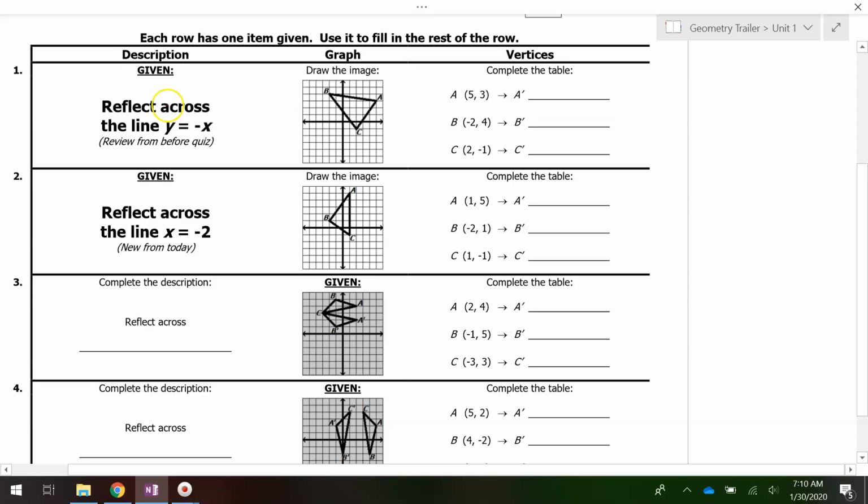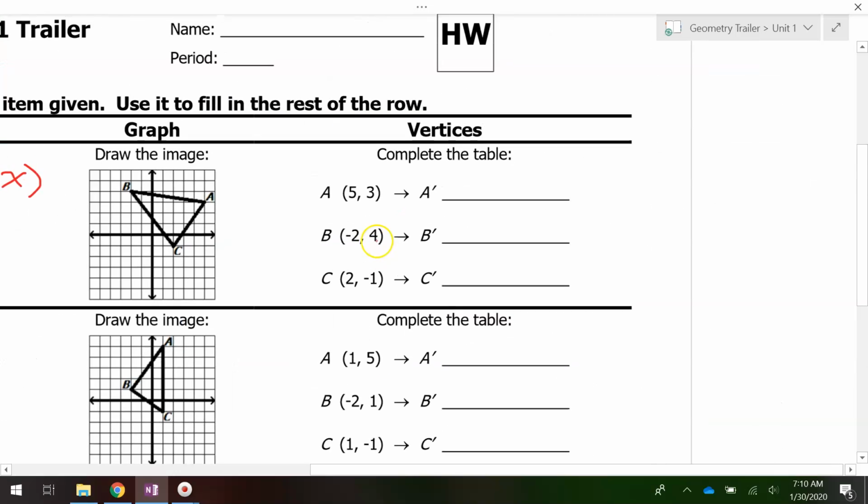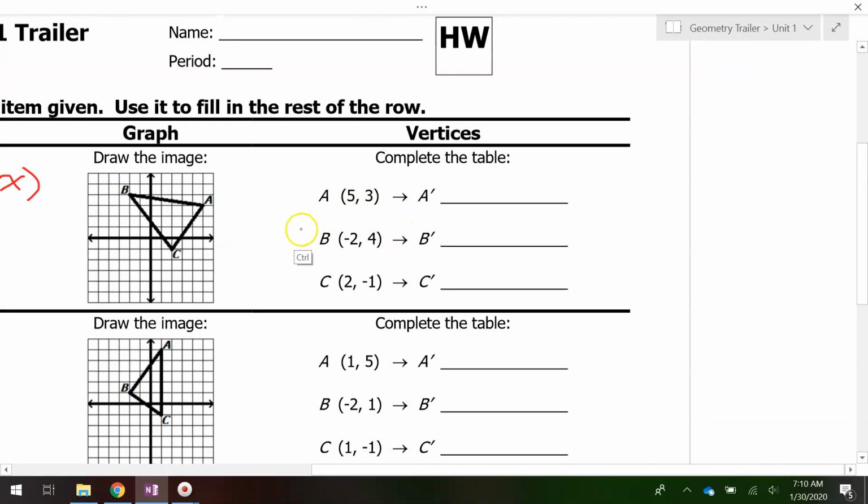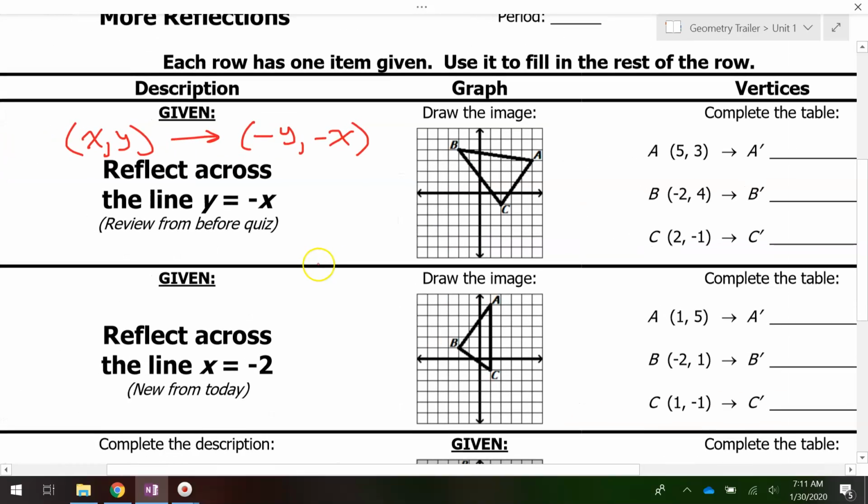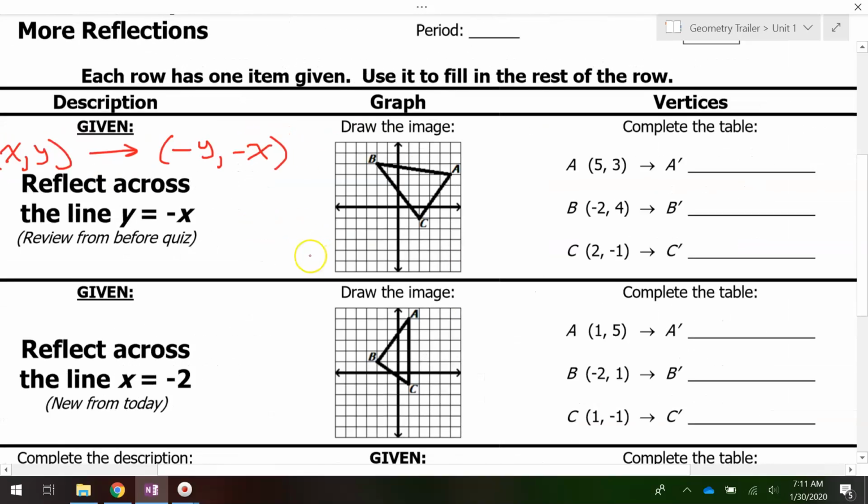So we've learned and memorized that the rule for this reflection is that a generic point x comma y will become the point opposite of y, opposite of x. So that's probably going to be the easiest way to do a reflection over the line y equals negative x.